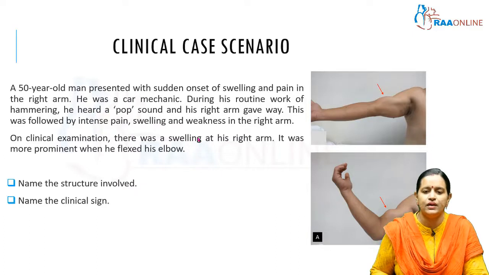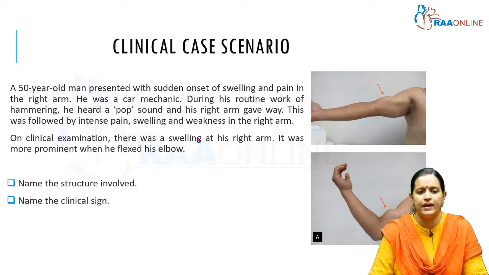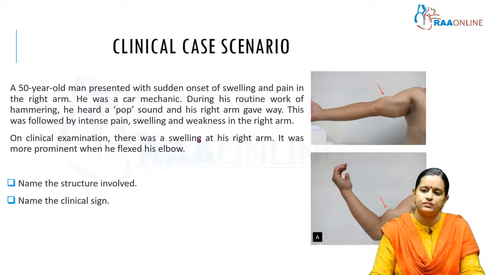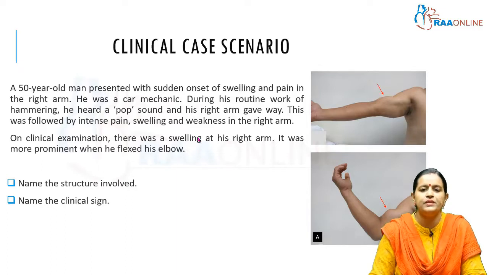Before that, we'll do a clinical case scenario. A 50-year-old man presented with sudden onset of swelling and pain in the right arm. He was a car mechanic. During his routine work of hammering, he heard a pop sound and his right arm gave way. This was followed by intense pain, swelling and weakness in the right arm. On clinical examination, there was a swelling at his right arm. It was more prominent when he flexed his elbow. Name the structure involved, name the clinical sign. We'll discuss this at a later point of time. With this in mind, we'll proceed to today's discussion.